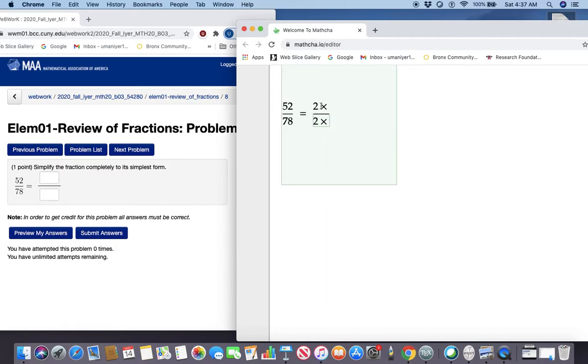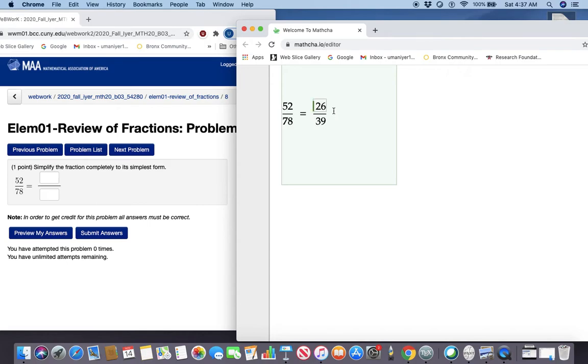Okay, so 2 times what is 52? Well, you can check a little bit. So 2 times 26 is 52, 2 times 39 is 78. So that means 2 is a common factor. I can get rid of the 2. All right. Does anything else go here?